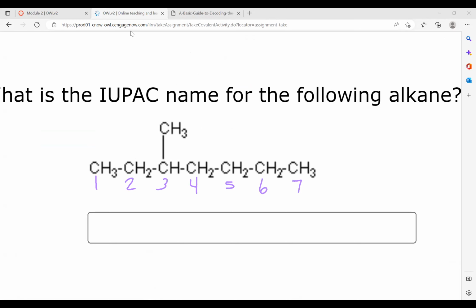But let's double check really quick to make sure that this wouldn't be our longest chain. 1, 2, 3, 4, 5, 6. Nope, that won't work. So our longest chain would be here.